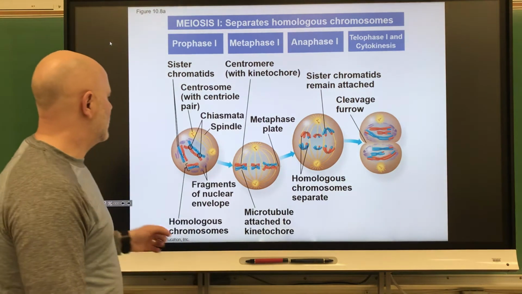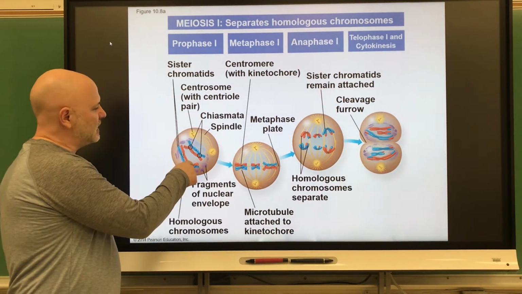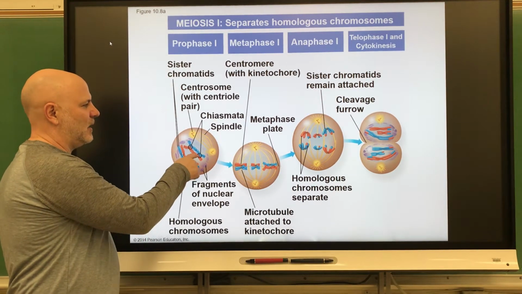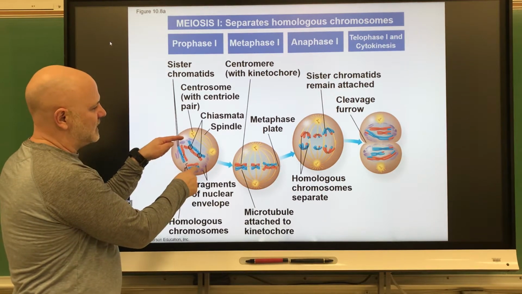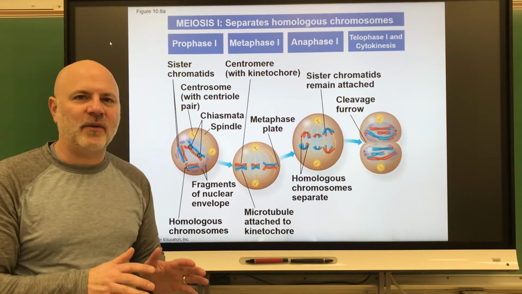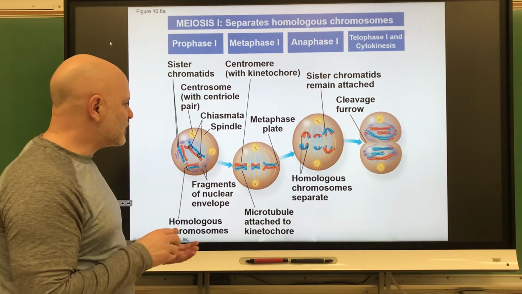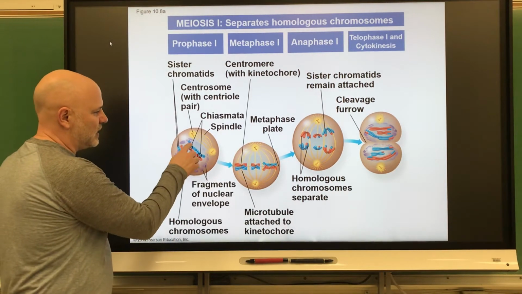All right? So the chromosomes condense, the chromatin disappears, the nuclear envelope is going to fragment and disappear, mitotic spindles form, centrioles are going to move to opposite ends of the cell, and those mitotic spindles attach to the chromosomes. All the same stuff that we saw in the previous chapter, okay? What's also going to occur is this thing called synapsis, and that's what this is trying to show here.